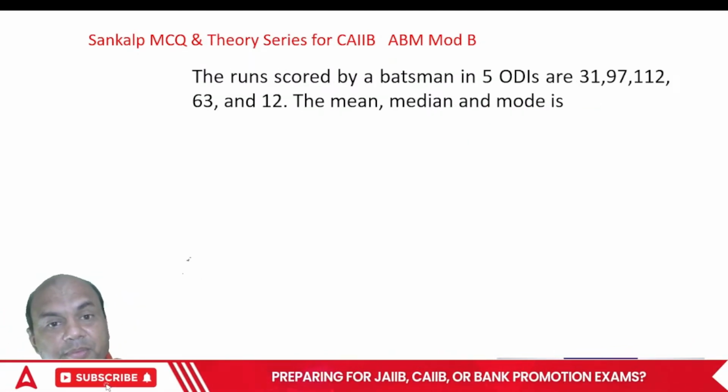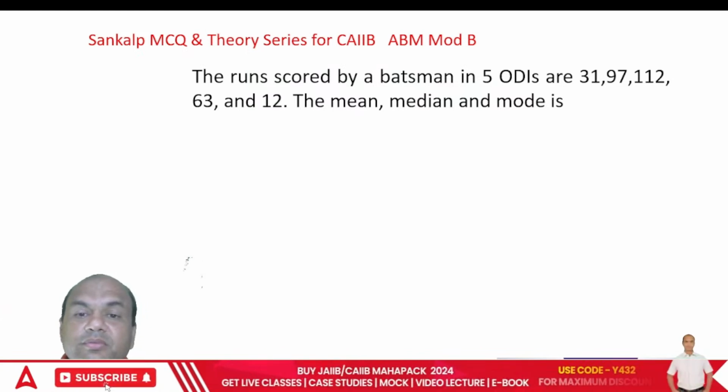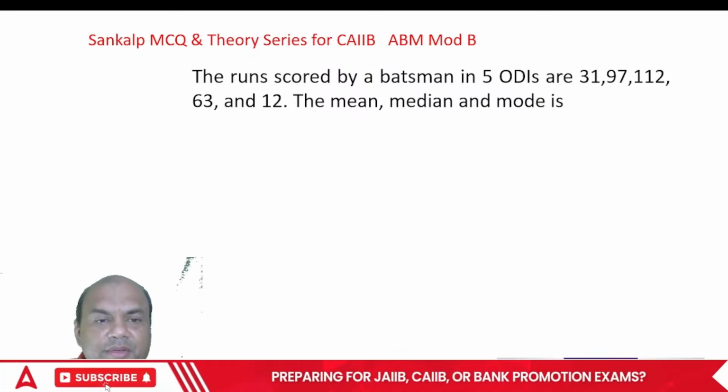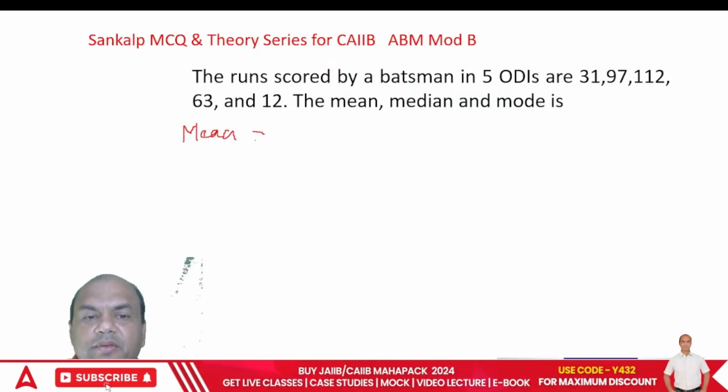The runs scored by the batsman for 5 ODIs are this. Find the mean, median and mode. Simple one. Let's do it. Mean. What is the mean? Mean means average. Mean is always average. So what is the average?